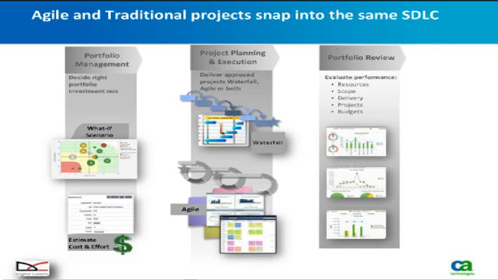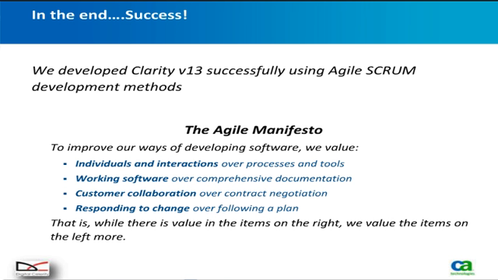And then overall, phase gate or stage gate life cycle can be applied to both the traditional and the Agile project. So that's a real key aspect of successfully supporting Agile within an organization, is supporting both types of projects. So that's where Clarity takes care of that piece.